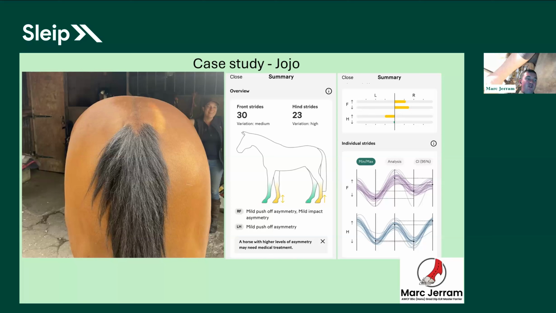So again, this is another horse that had limited budget for further diagnostics. So this was something that was really useful, using the Sleip to really demonstrate what we were trying to achieve from a farrier perspective, and how we can use shoeing and trimming protocols to influence upper body movements. So we had a mild push-off asymmetry of the left hind and right front. It's usually diagonal asymmetry we see with these, but it's probably not surprising given the conformation and posture we have in front of us.